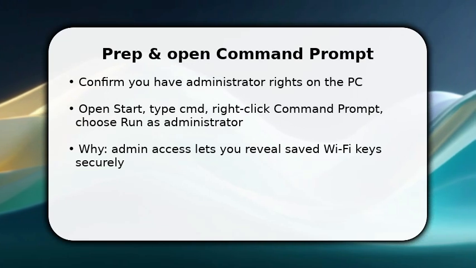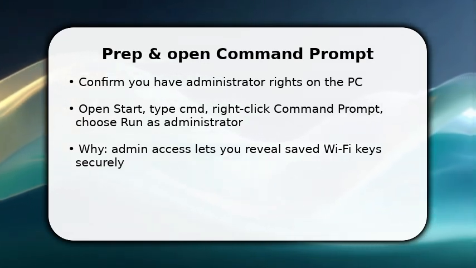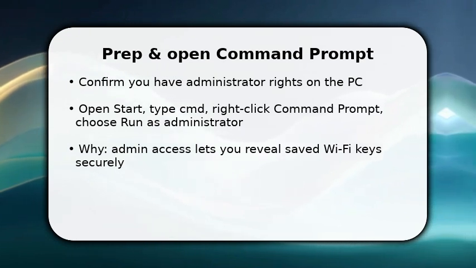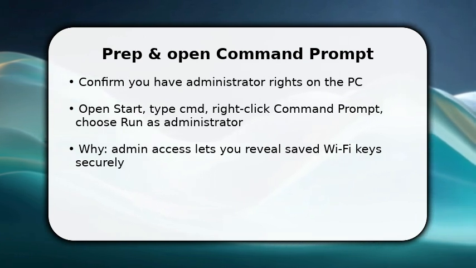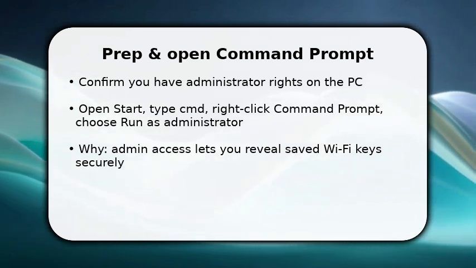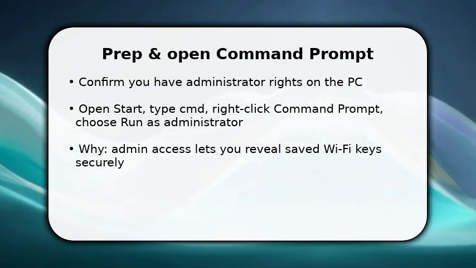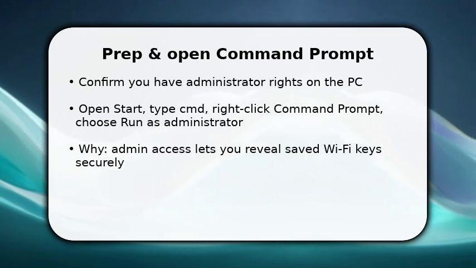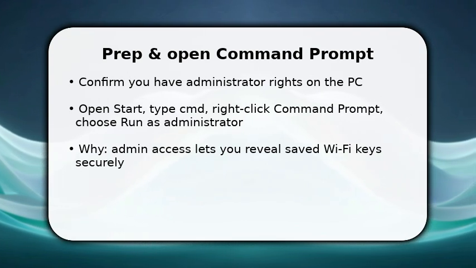You start with admin access. That's essential. Once you have it, open Start and type CMD, then Run as administrator. This gives you permission to query stored profiles. Make sure you're on the Windows account that saved the Wi-Fi or an admin user. Once done, list saved wireless profiles to identify the exact network name you need. This avoids mistakes later when you reveal the password.